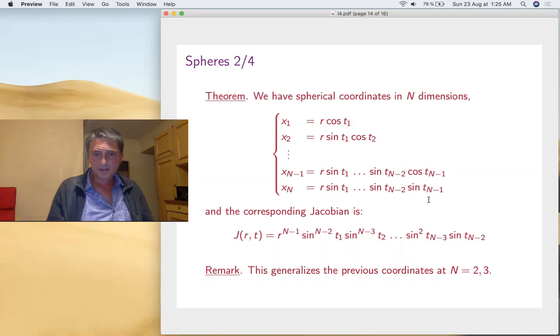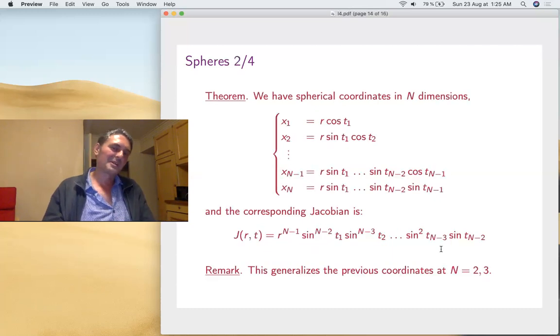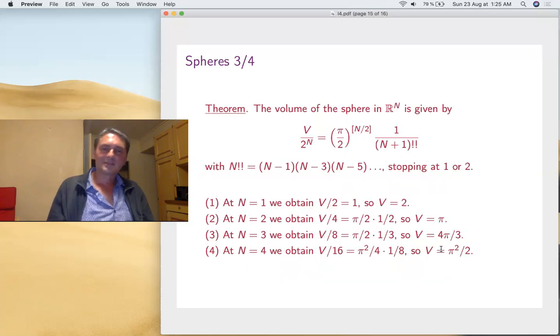And the Jacobian is this guy here. And if you ever forget, this thing in 3 dimensions you can get in a few minutes. In 2 dimensions, it's obvious. So somehow this formula comes by thinking what comes next. So it's all the sines with powers. Good, so now let's see an application of this.